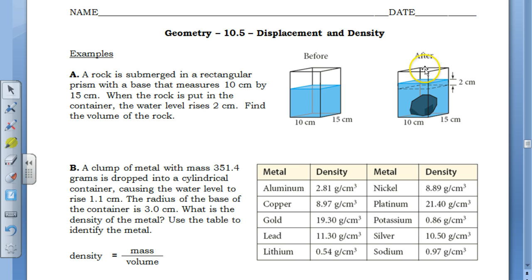Since this rock is being placed into a rectangular prism, we would use the rectangular prism formula, which is base times width times height. But we're not going to talk about the height of this whole shape, just the height of this slice of water. So we would use the number 2 in that place. So the volume of this rock would be 10 by 15 by 2, 300 cubic centimeters.